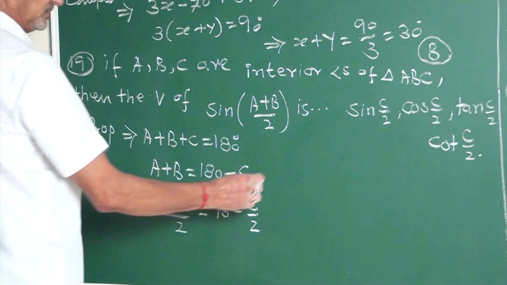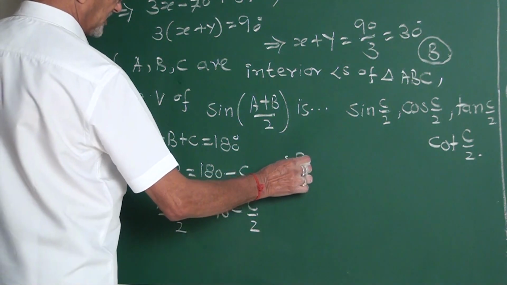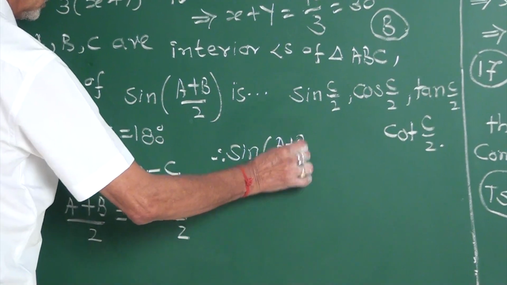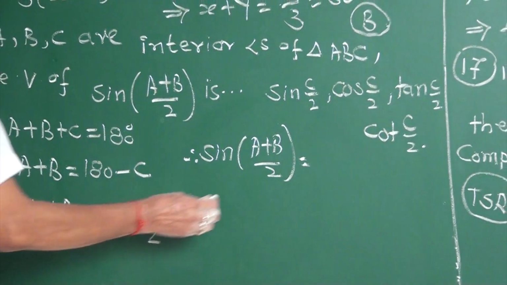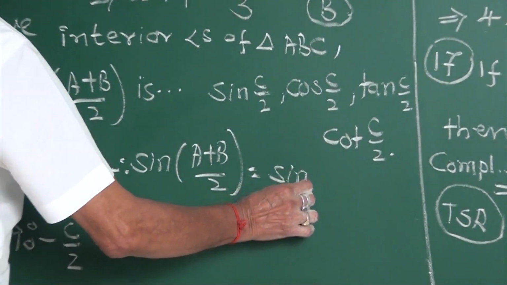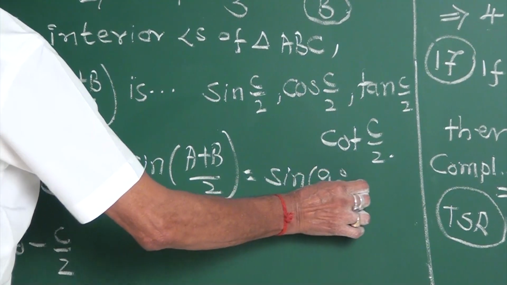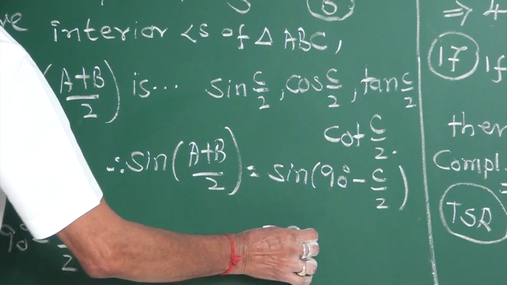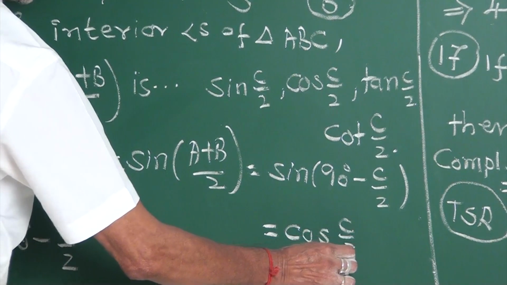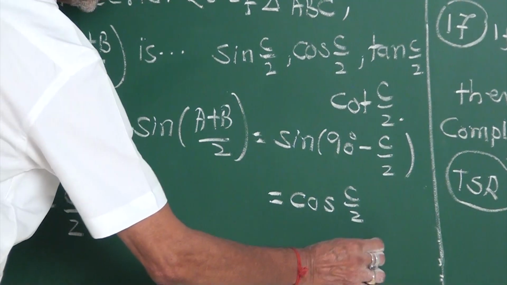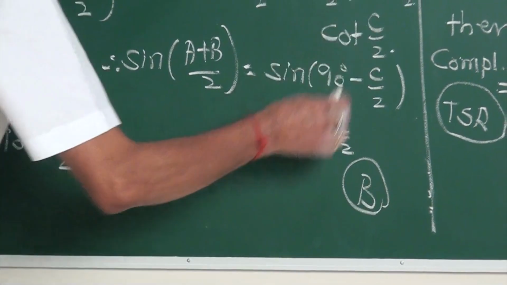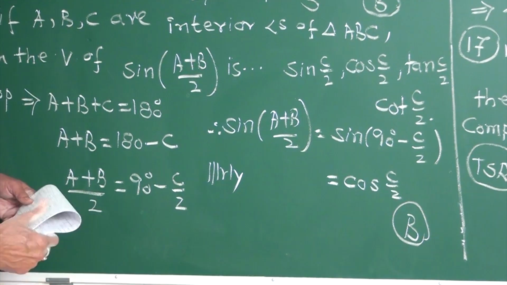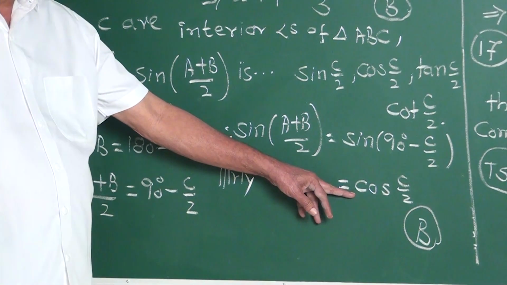You wanted sine, therefore sine of (A plus B) by 2 is sine of 90 minus C by 2. With 90, the sine changes to cos, so cos C by 2. Then which option, my friend? B option. B option.